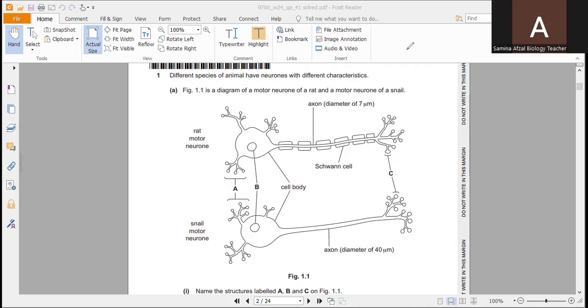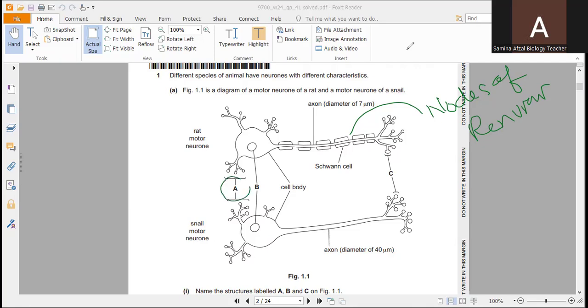But you can see a difference in the axon as well, that is the presence or absence of the myelin sheath. You know, the myelin sheath is produced by the Schwann cells, and you can see some areas which are without the myelin sheath. These areas are called nodes of Ranvier. So, the first question is to label these parts A, B, and C.